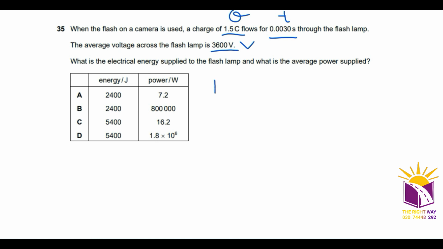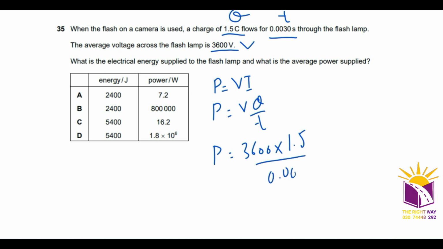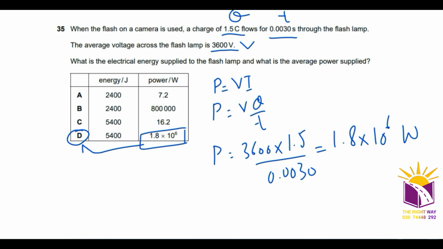We know that P is equal to VI, and I is equal to Q divided by T. For this, P is equal to 3600 multiplied by 1.5 divided by 0.0030, and it will be equal to 1.8 into 10 raised to power 6 watt. So D is the right option. From this particular value of P, which is only present at D, we can assume that our result is D.